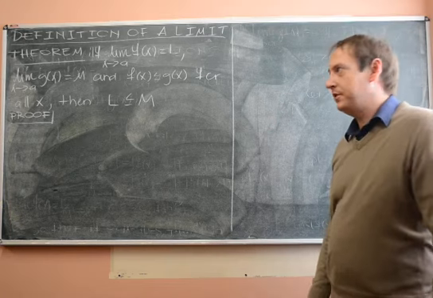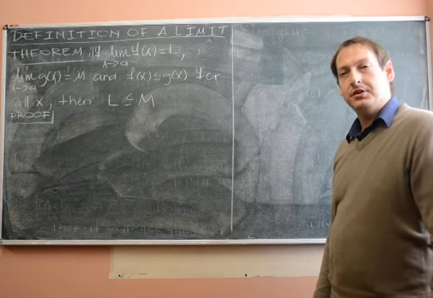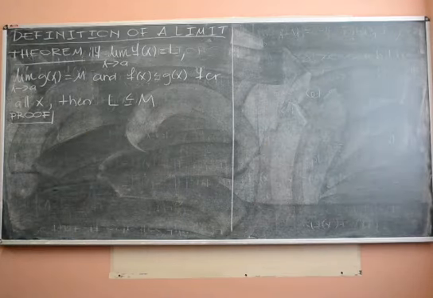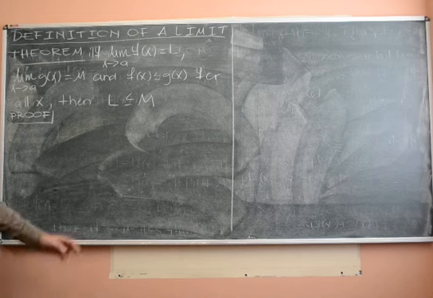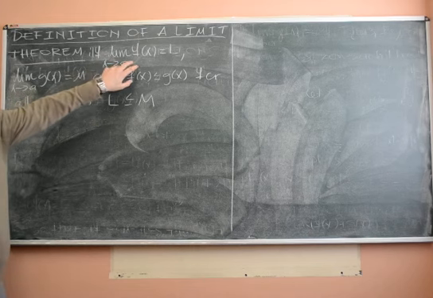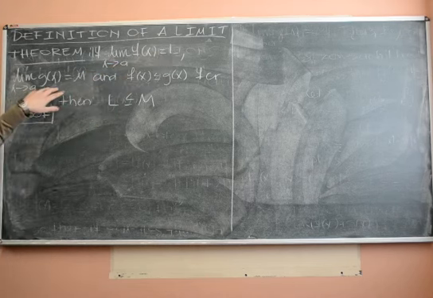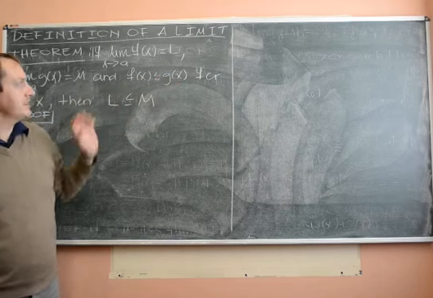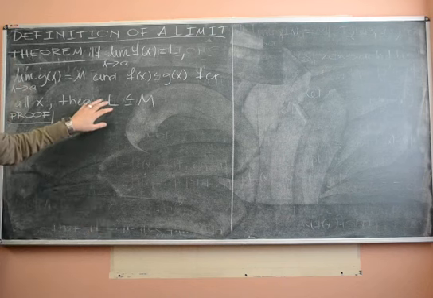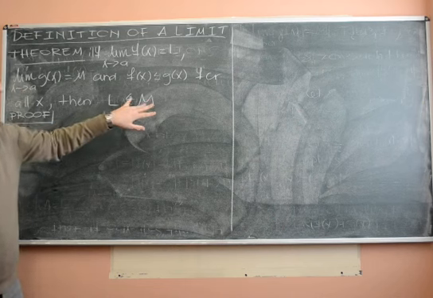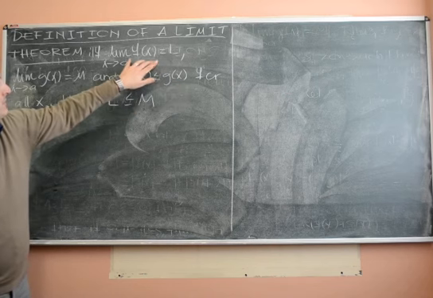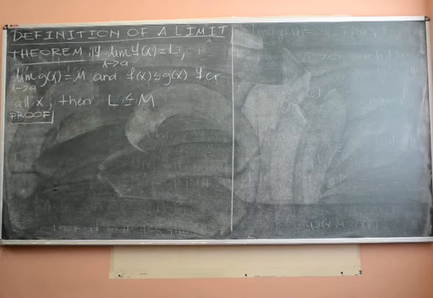So let's look at another proof of one of the limit laws using the definition of a limit. In this case, we want to prove the following theorem. If the limit of f as x tends to a is L, the limit of g as x tends to a is M, and f of x is less than or equal to g of x for all x, then the limit values L and M must satisfy this inequality: L must be less than or equal to M. So what we're proving is if f is less than or equal to g, then the limit of f is less than or equal to the limit of g.